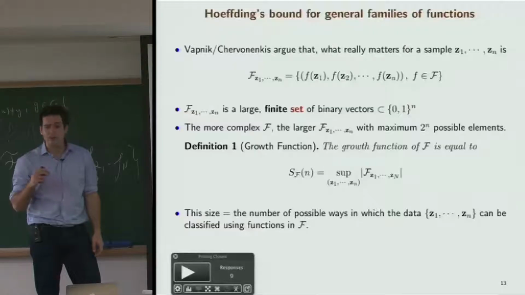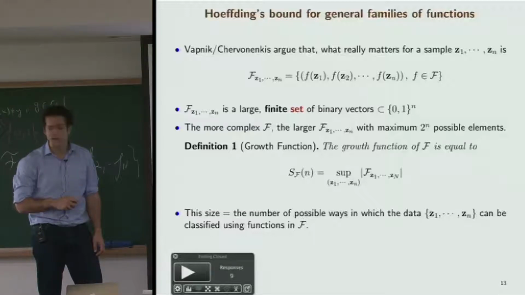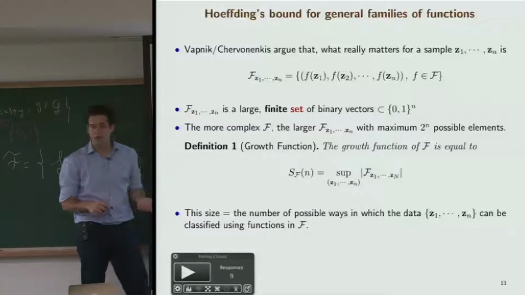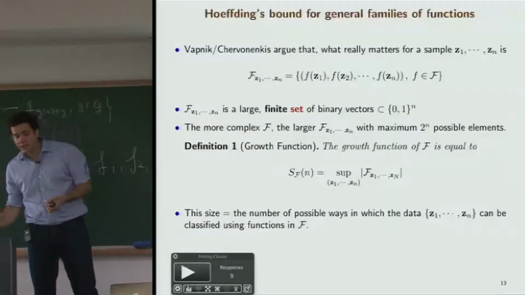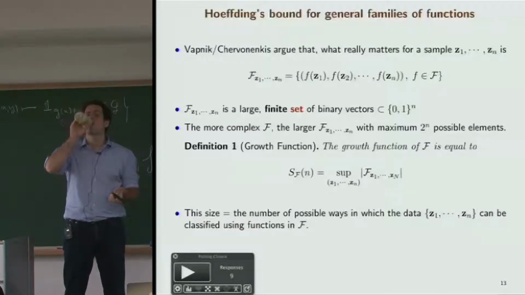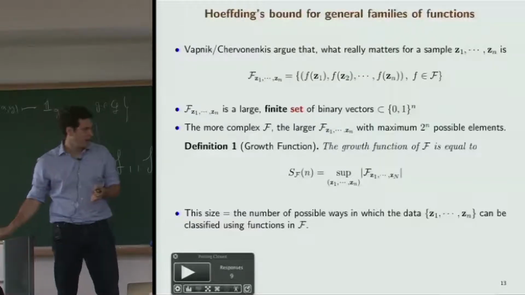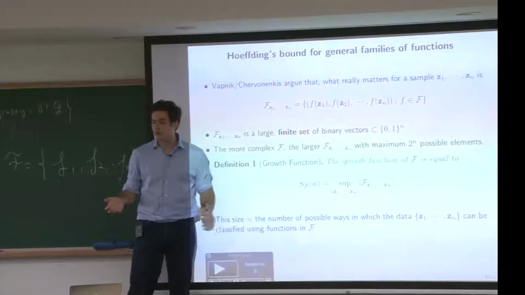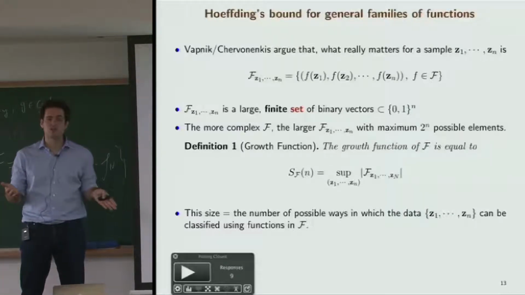this here applies for one particular sample, z1 to zn, which is given here as an index. Now, imagine that I define the following function: the supremum over all possible points in all possible samples of size n of the size of that set. So that supremum is called the growth function. So again, what is an upper bound on SF of n? An upper bound on SF of n is 2 to the power n.